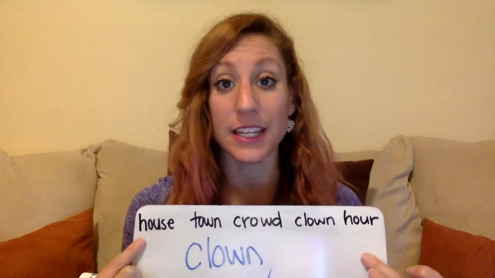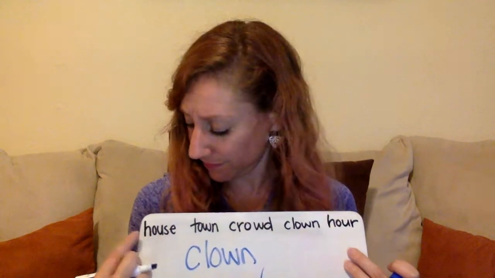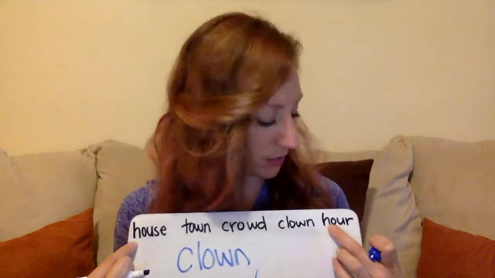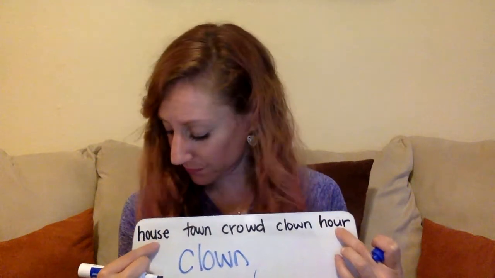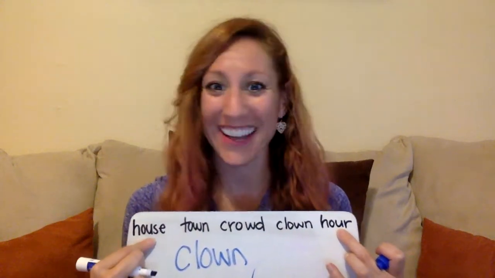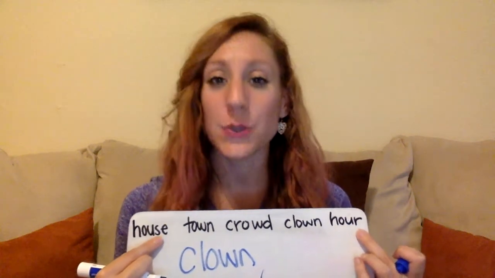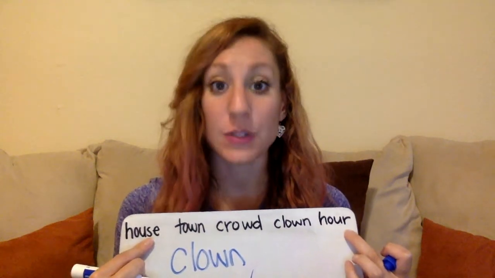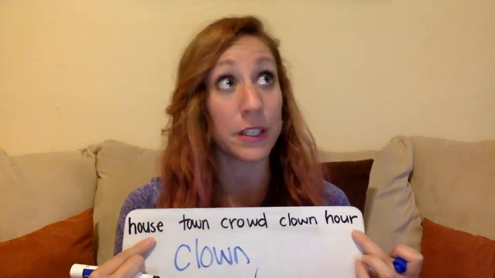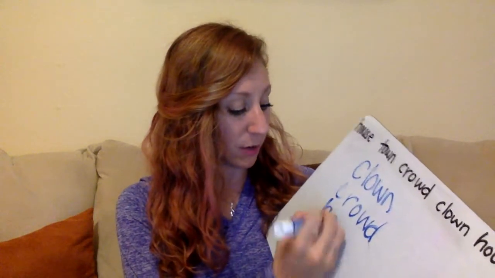So A, B, C, D, E, F, G, H. We have two words that start with H. We have house and we have hour. So we start with the first letter, H, H. Same. Let's go to the next one. O, O. Same. Let's go to the next one. U, U. Gotta go to the next one. R, S. Okay, those are different. So now we have to figure out which letter comes first in the alphabet, R or S. So A, B, C, D, E, F, G, H, I, J, K, L, M, N, O, P, Q, R, S. So R comes before S. So we write hour and then house.